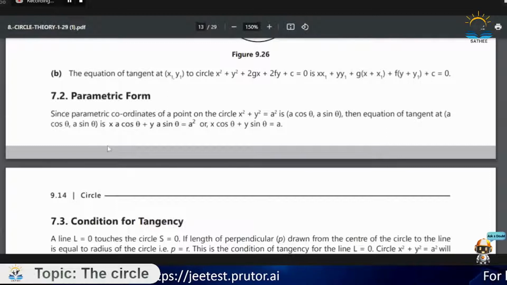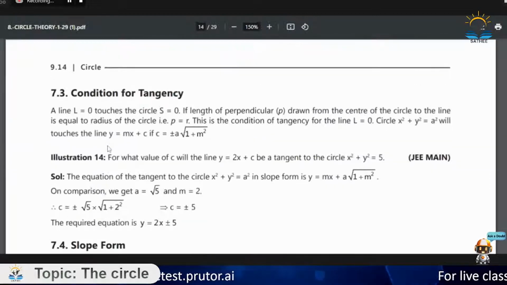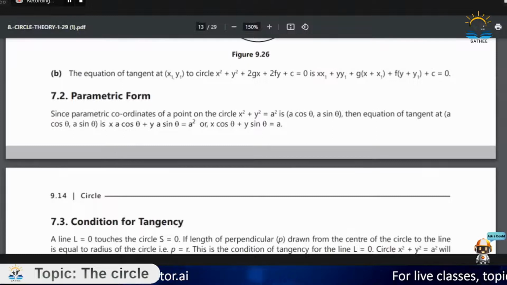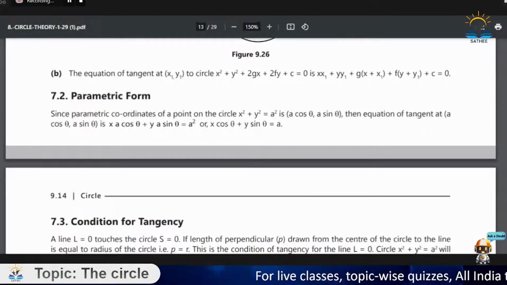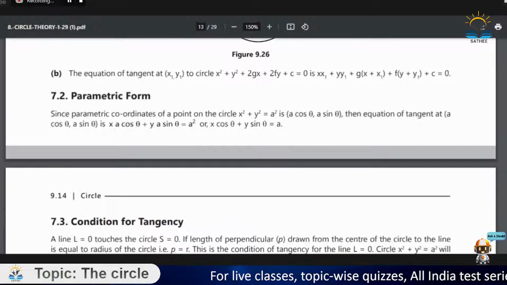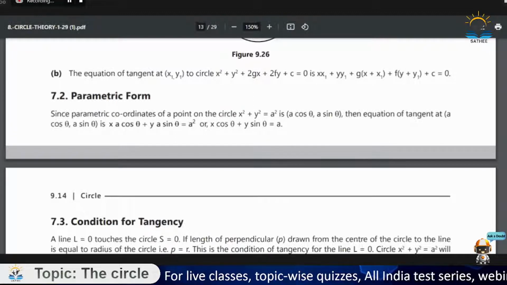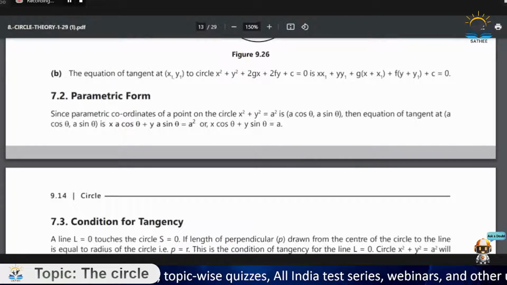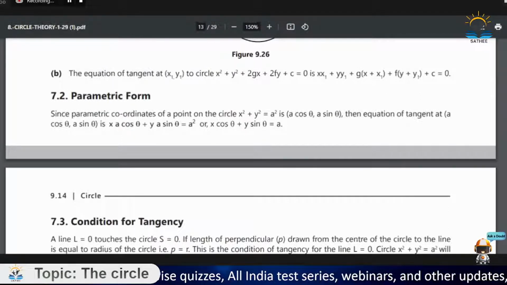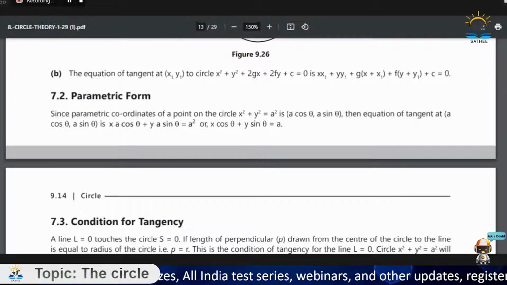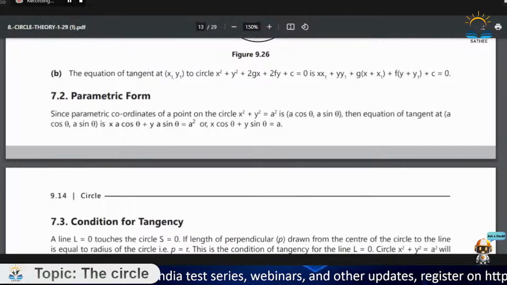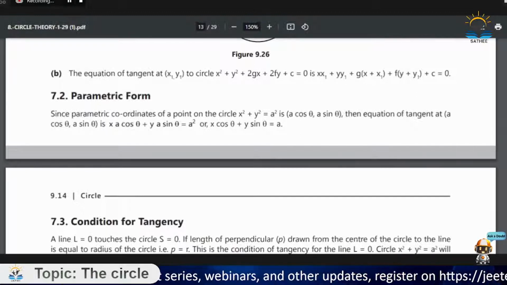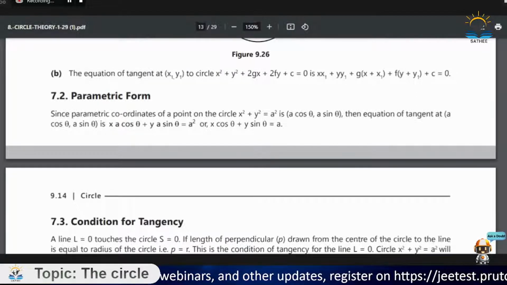Second is parametric form. So how can you find the tangent by the parametric form? Since the parametric coordinates of a point on the circle x square plus y square is equal to a square are a cos theta comma a sin theta, the equation of the tangent can be written again by x x1 plus y y1 is equal to a square. So we will write a cos theta x plus a sin theta y is equal to a square. One a gets cancelled, so we get x cos theta plus y sin theta is equal to a.